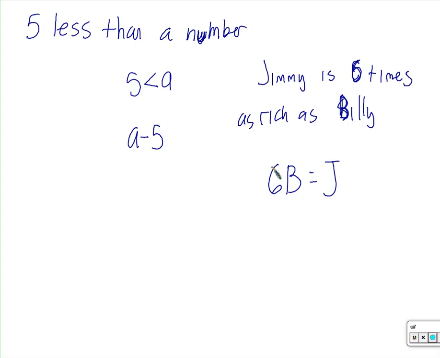Okay. Now, what if Billy is 75 rich? How rich is Jimmy at that point? 75. Thank you for actually doing what I asked. I respect that. I don't really respect joke time. 450. He is 450 rich. Okay. Thank you.